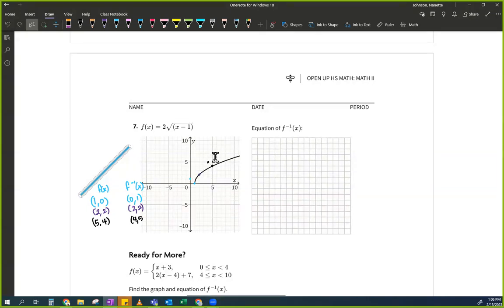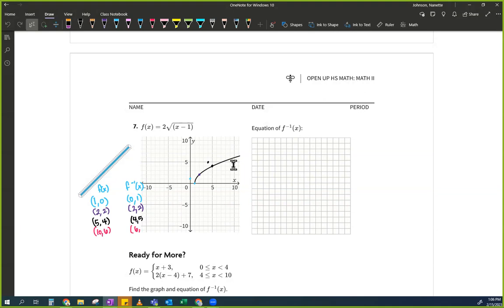And is there one more point that you guys said? Let me see. Is there another good point? Oh, there's another good point. It's (10, 6). So my last point that I'm going to use is (10, 6). That of course reflects to (6, 10). Oops, I forgot the parentheses there.